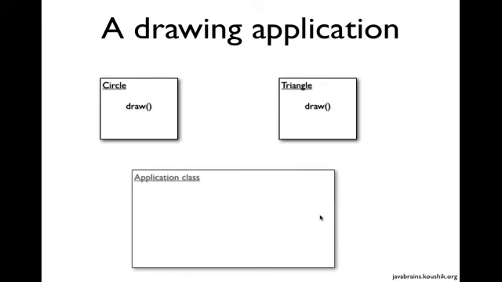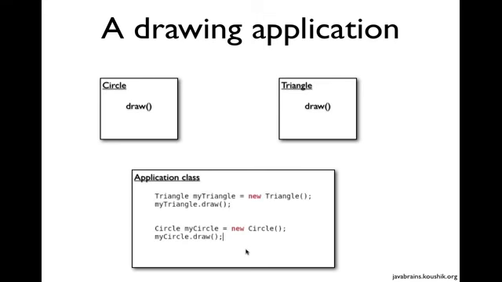So let's say I have an application class. I can instantiate a circle object inside this class and draw a circle. I can instantiate a triangle object inside the class and draw a triangle. So the code would be something like this. I would say Triangle myTriangle equals new Triangle. So I'm instantiating a triangle object here and calling the draw method of that triangle object. Similarly, I'm instantiating a circle object here and calling the draw method of the circle object.